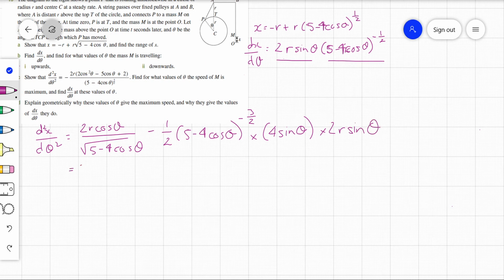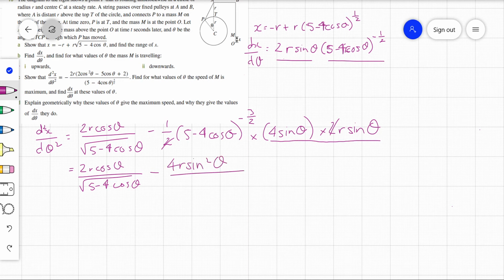Alright, so what does that become? It becomes 2r cos theta on the square root of 5 minus 4 cos theta, minus, alright, so we've got a half, but the 2 cancels there. So we've got a 4r sine squared theta on top. And on the bottom we've got the 5 minus 4 cos theta, but it's to the power of 3 on 2.